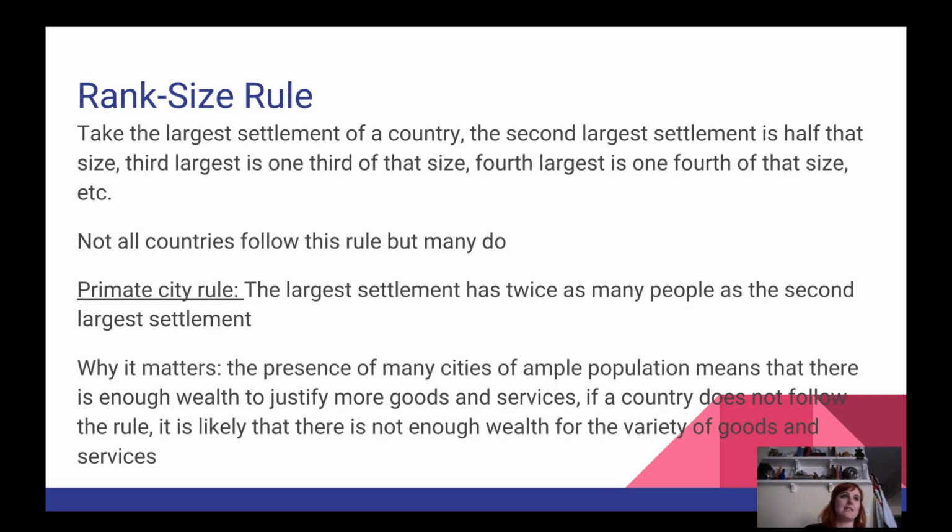So that means, let's say the population of the big city is 10 million. The next biggest city is going to be 5 million. The next biggest city is going to be 2.5 million, and so on. Does that make sense? You guys get that?